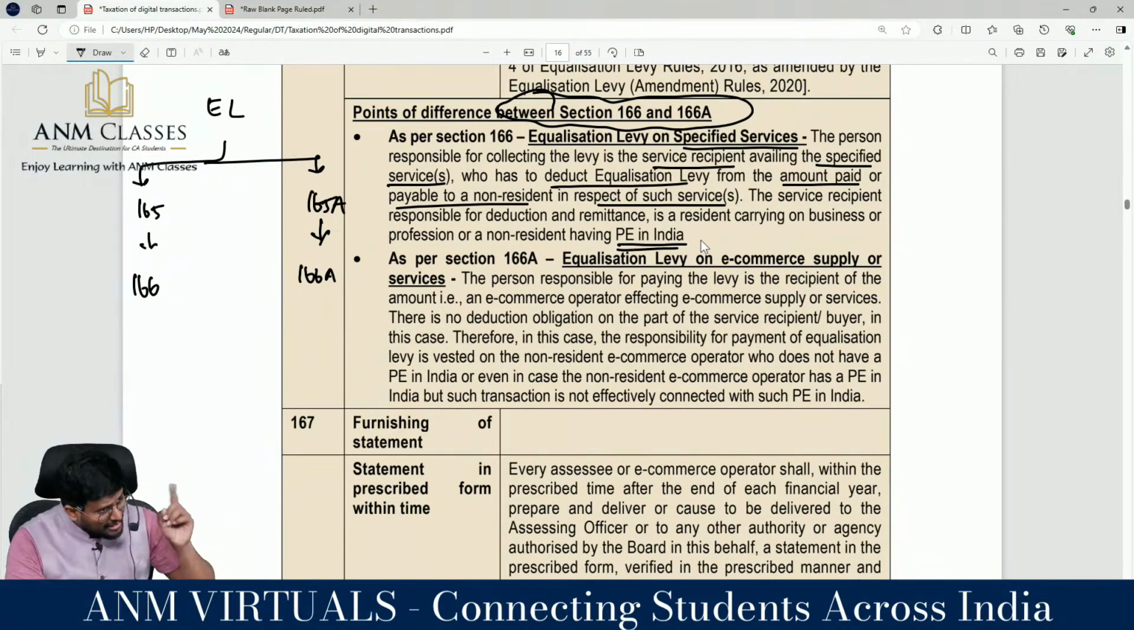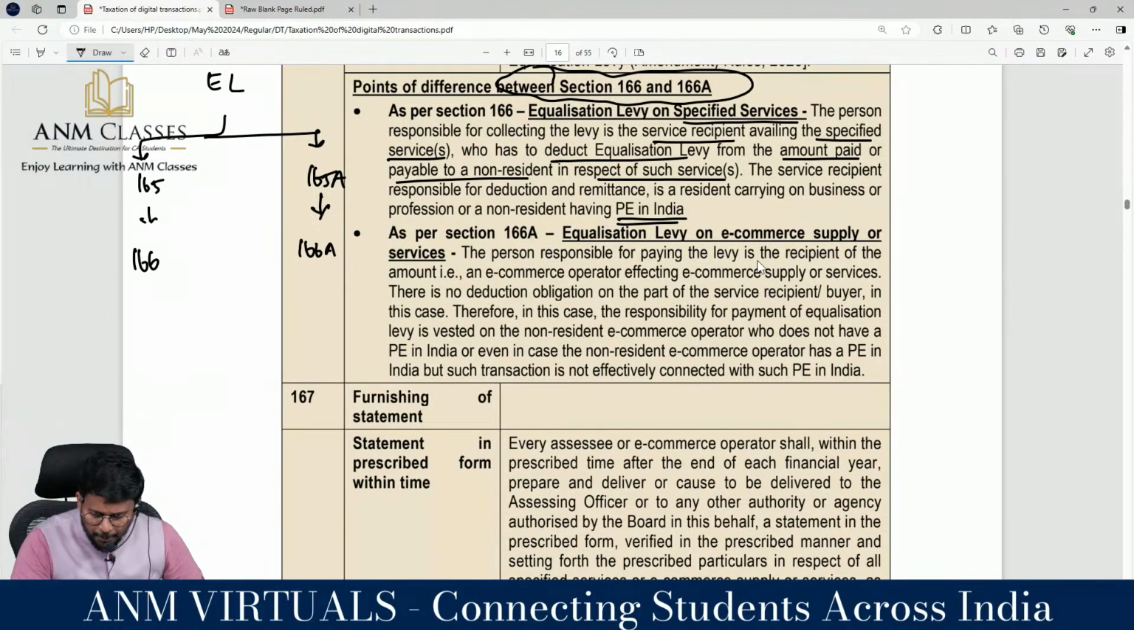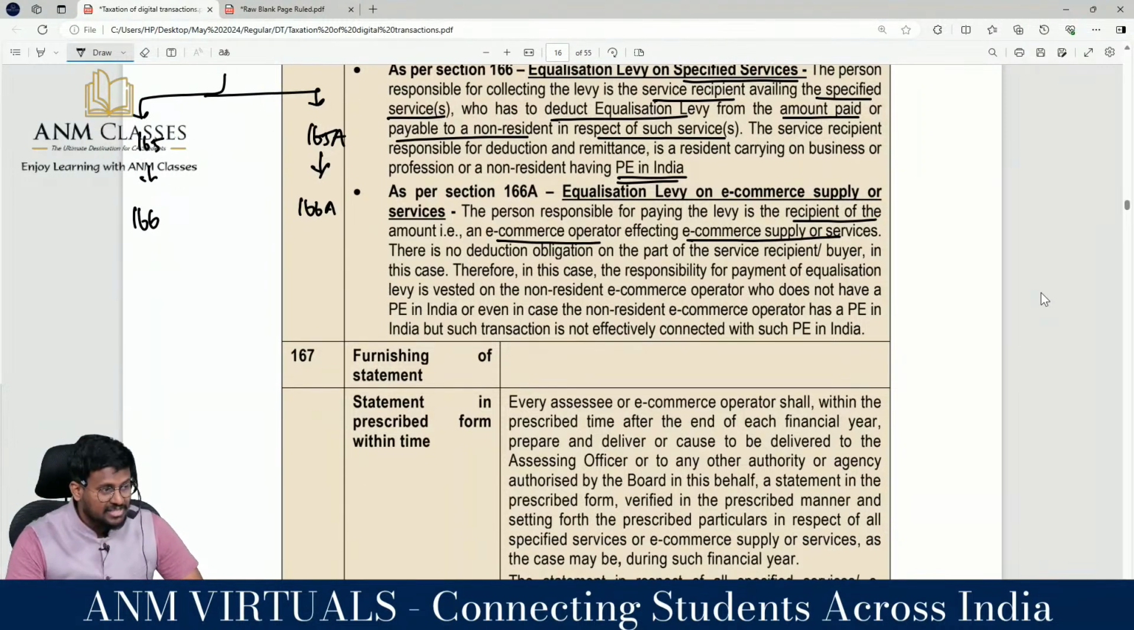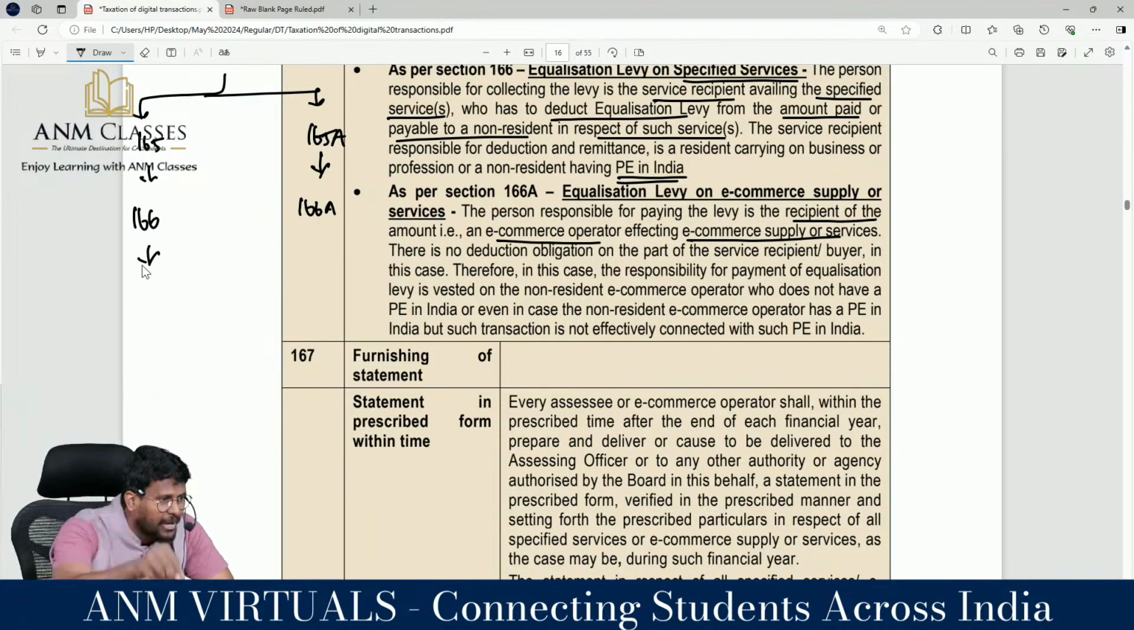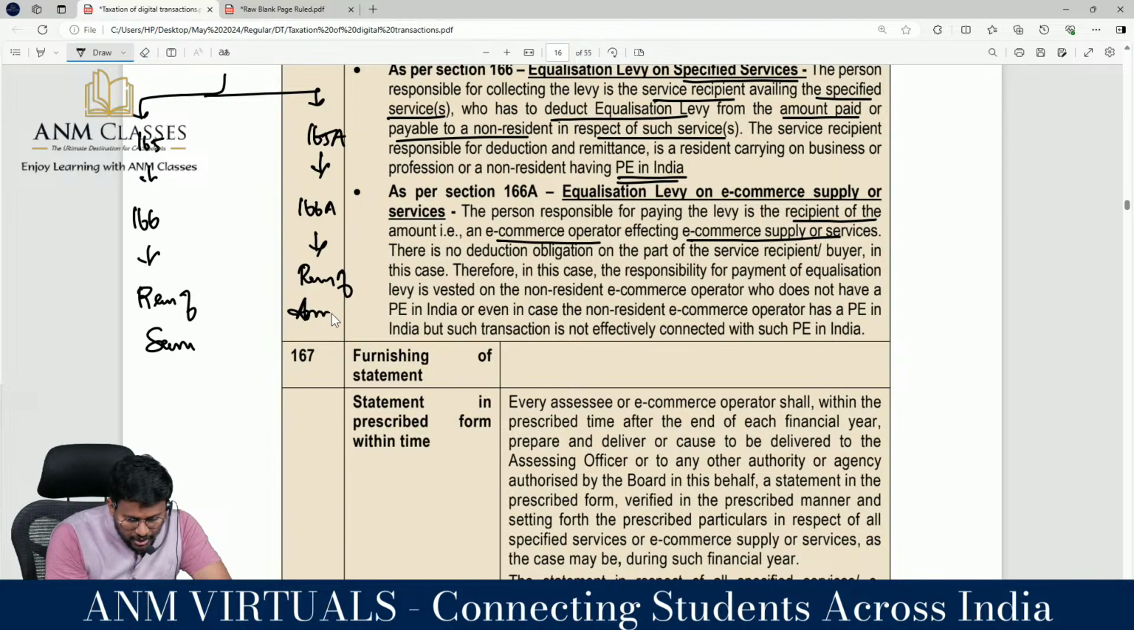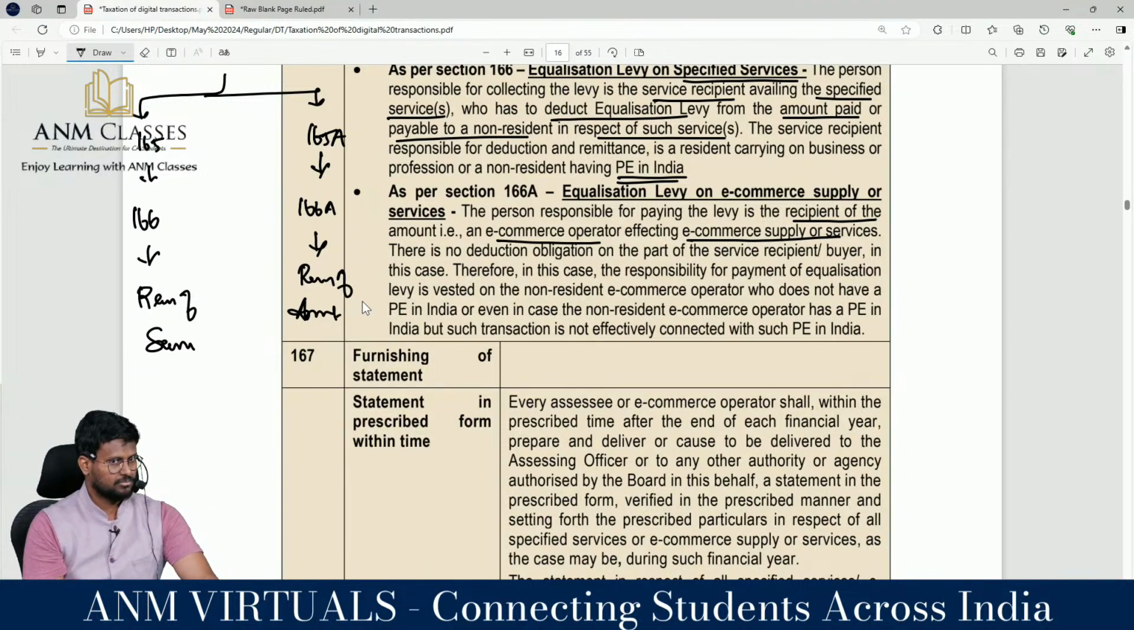But as per section 165A, equalization levy on e-commerce supply or service, the person responsible for paying the levy is the recipient of the amount. Recipient of the amount, that is the e-commerce operator effecting e-commerce supply or services. Sir, in 166 the person responsible for paying the equalization levy is the recipient of service. Here it is the recipient of amount.